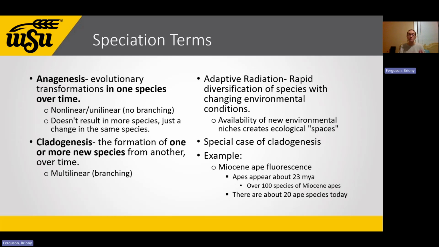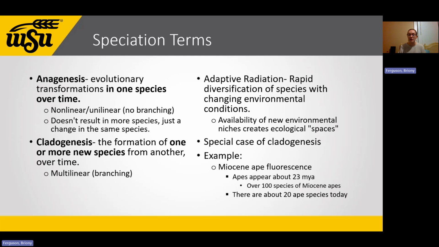There's also cladogenesis, which is what we will be focusing on when we're doing things like cladistics and cladograms, which we will talk about shortly. Cladogenesis is the formation of one or more new species from another over time. So it's going to be multilinear and it's going to have those branches.